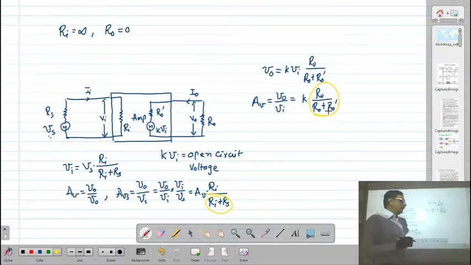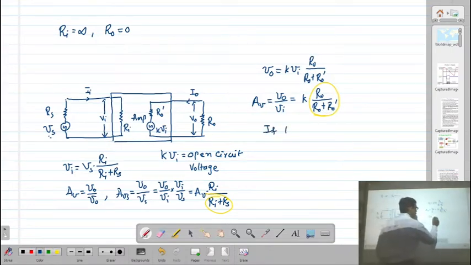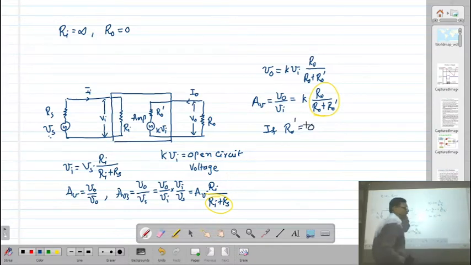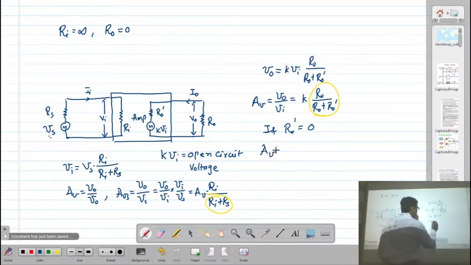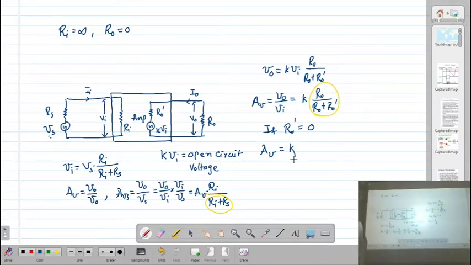But if I want the maximum voltage gain, then RO dash must be 0. If RO dash, that is the output resistance of the amplifier, is 0 or minimum, then the voltage gain AV will be equal to K, that is the maximum voltage gain. So this is what we discussed in the previous lecture. Now today we will solve some numericals based on these formulas, correct? So let us see the numericals.